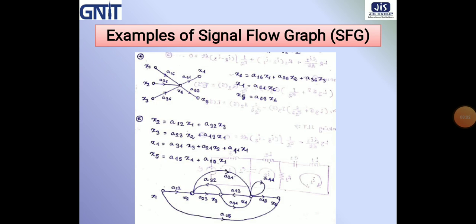Okay. Similar way, we just represent the equation in signal flow graph. In x3, 2 incoming signals will be there, a23 into x2 and a34 into x4. So like this way we will represent these 4 equations in this signal flow graph.